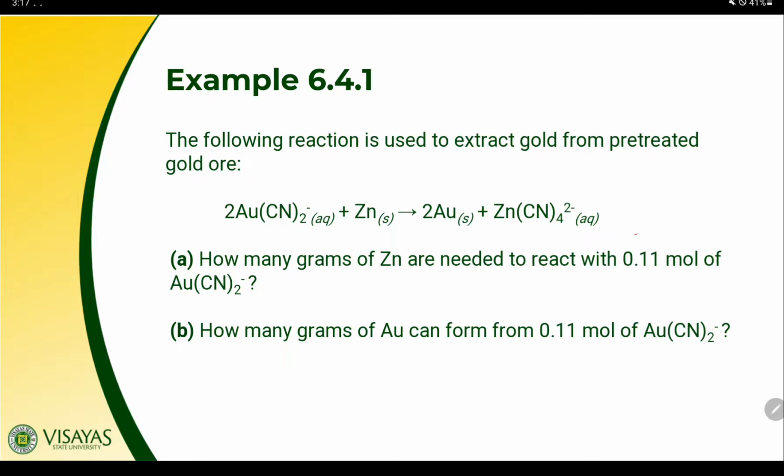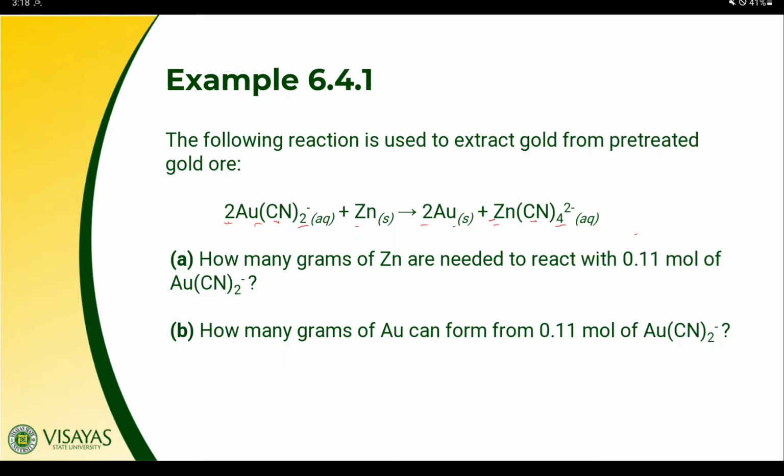Now let's see first if we have a balanced chemical equation. On the left side of the equation, we have 2 moles of gold. We have 2 times 1. On the right side, we also have 2 moles of gold. For zinc, we have 1 on the left side and 1 on the right side. For carbon, we have 2 times 1 is 2 multiplied by the coefficient here. So we have 2 times 1 is 2 times 2. We have 4 on the left side. For the right side of the equation, we have 4 times 1 times 1 in the coefficient. We still have 4. So we have balanced number of carbon atoms in the equation.